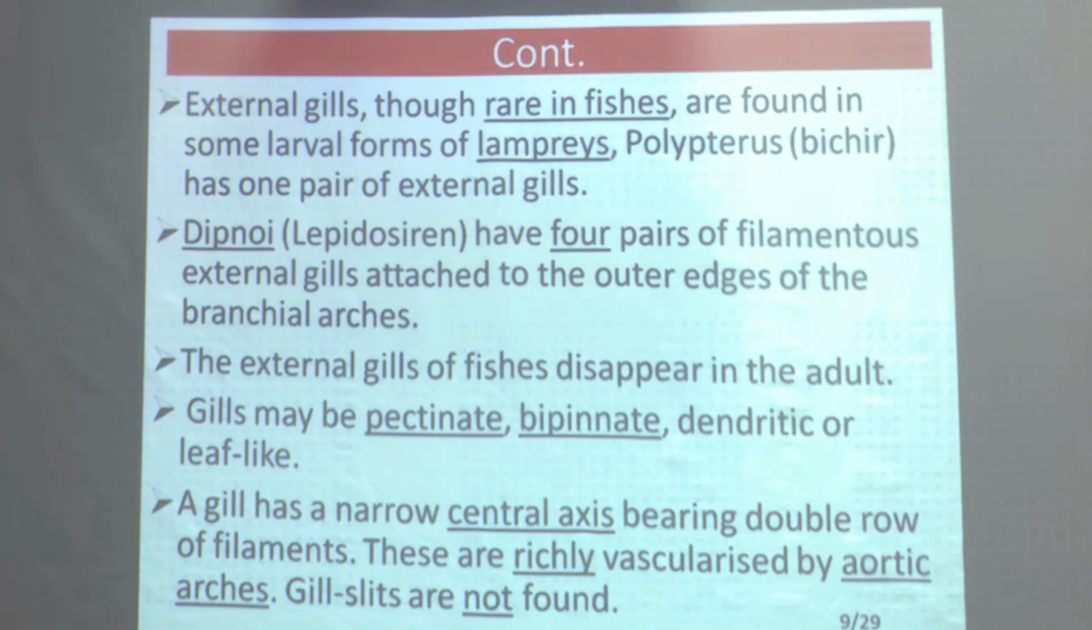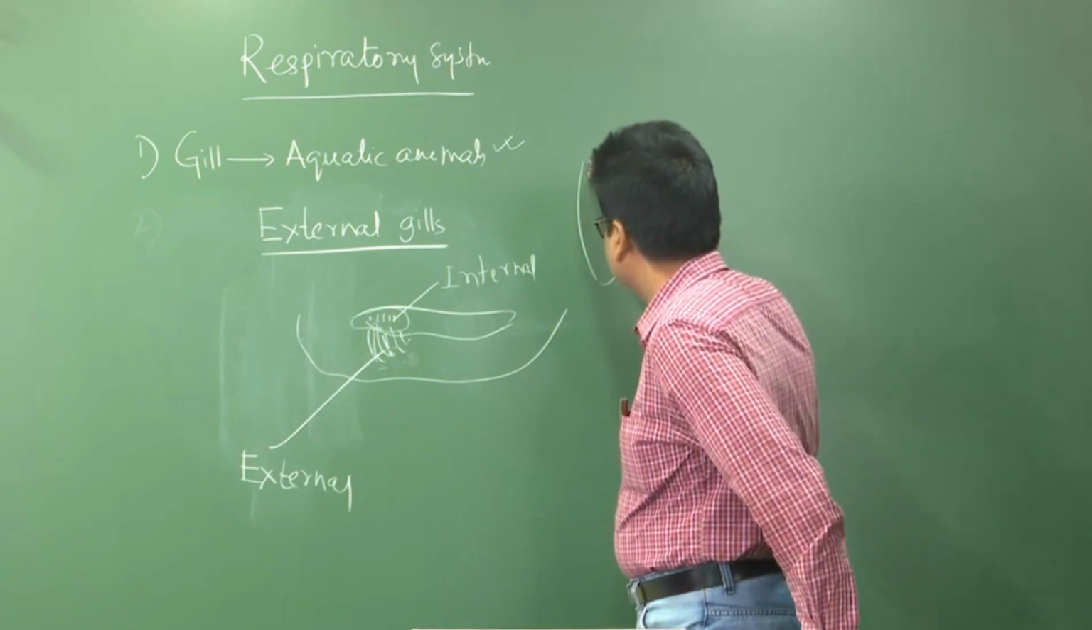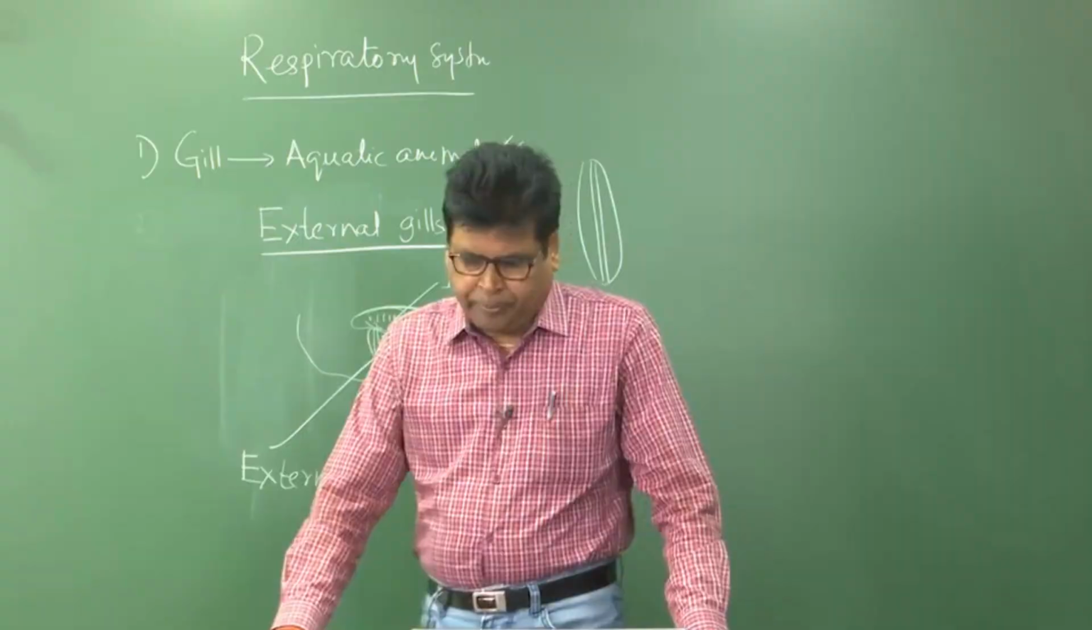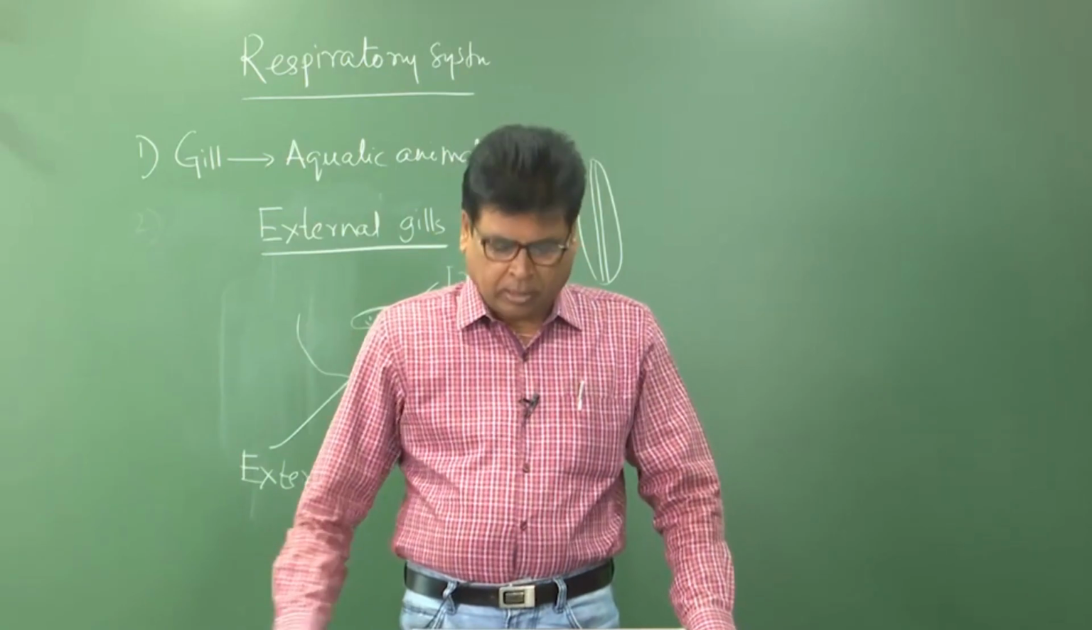And the most important thing is that a gill has a narrow central axis. I shall show you a picture. So for example, this is the gill. This gill has a narrow central axis, bearing a double row of filaments. These are richly vascular, supplied by aortic arches bringing blood, and gill slits are not found in them.